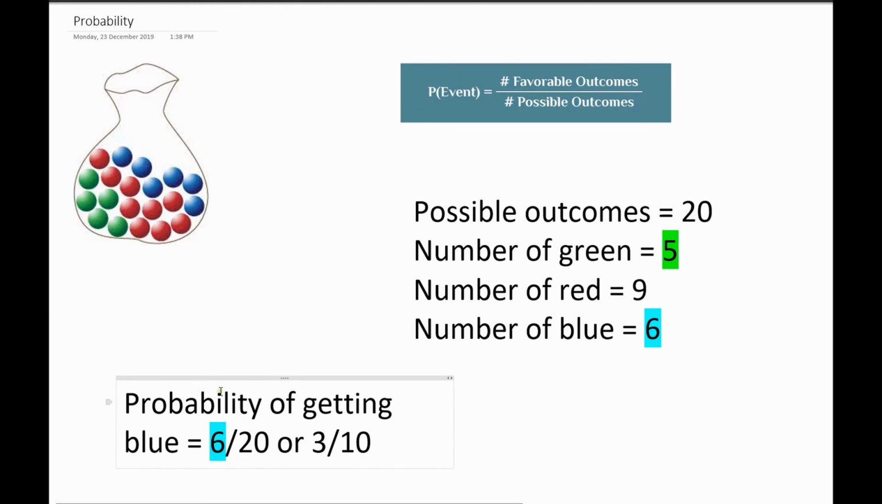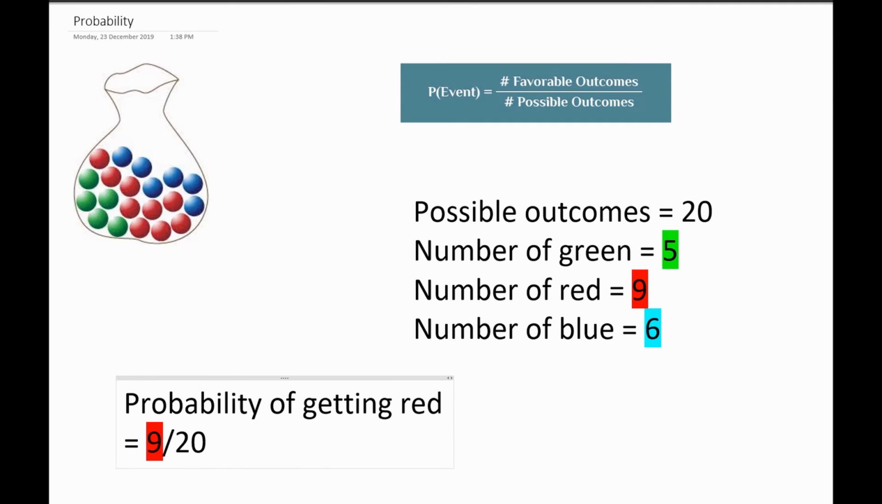Same if you want to get the probability of getting a blue marble. There are 6 blue marbles out of 20, so it's 6 over 20, or if you simplify it, it's just 3 over 10. And lastly, if you want to compute the probability of getting red, there are 9 red marbles and 20 possible outcomes, so it's 9 over 20.